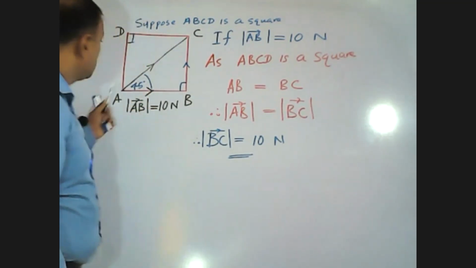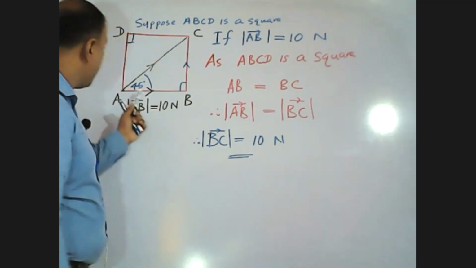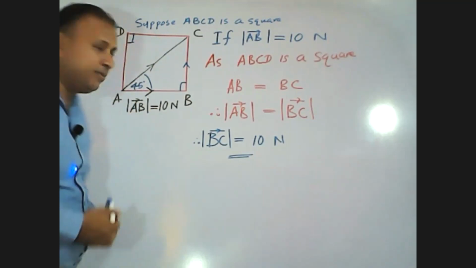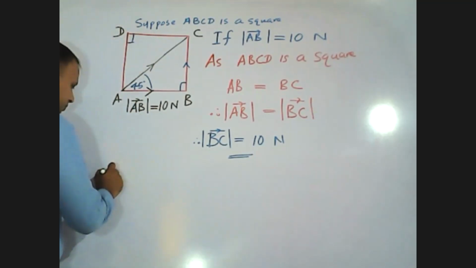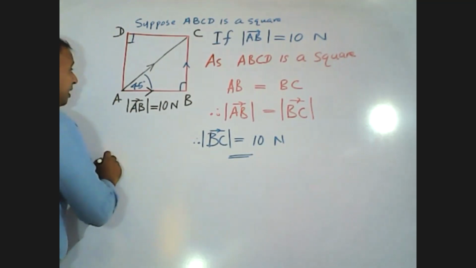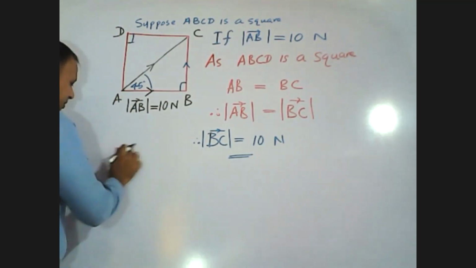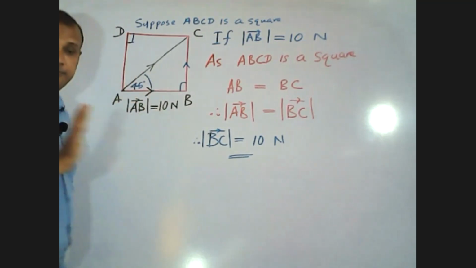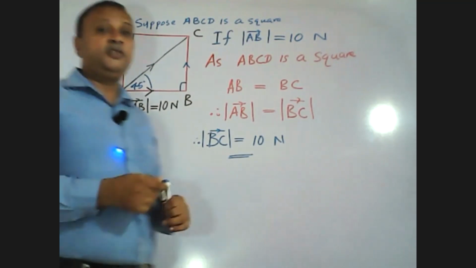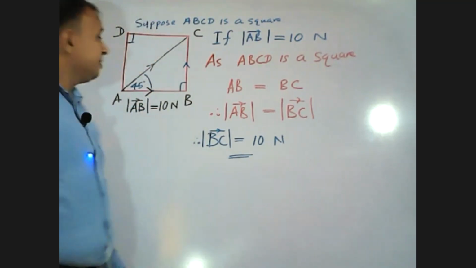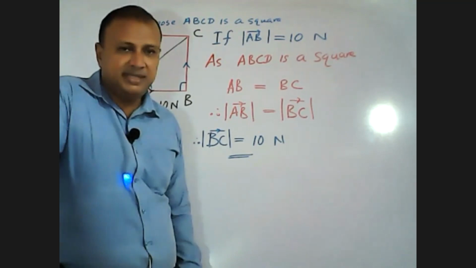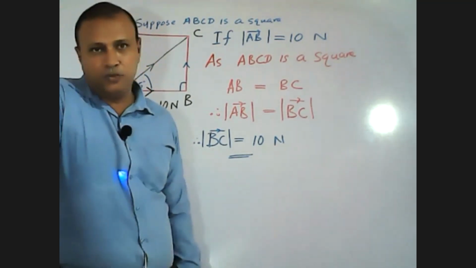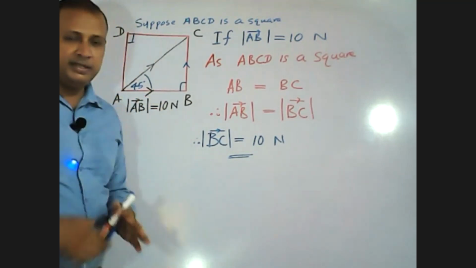As this is a square, this angle should be equal to 45. So I can write tan 45. I can write trigonometric ratios to find BC and AC. How to do that? Look at this.